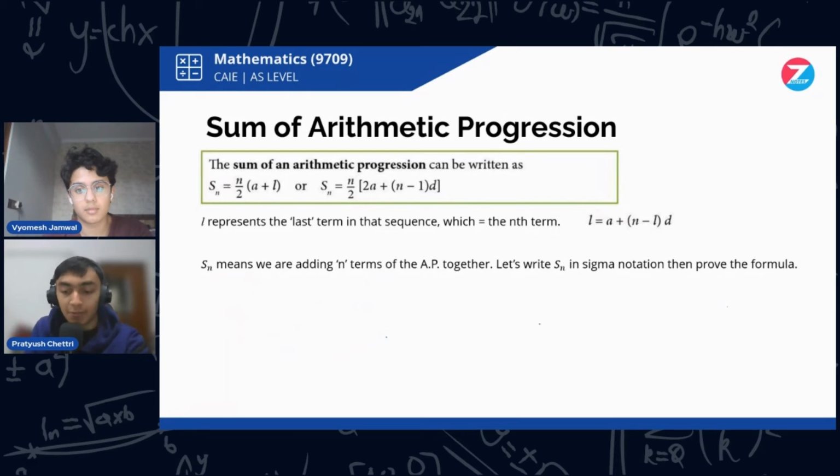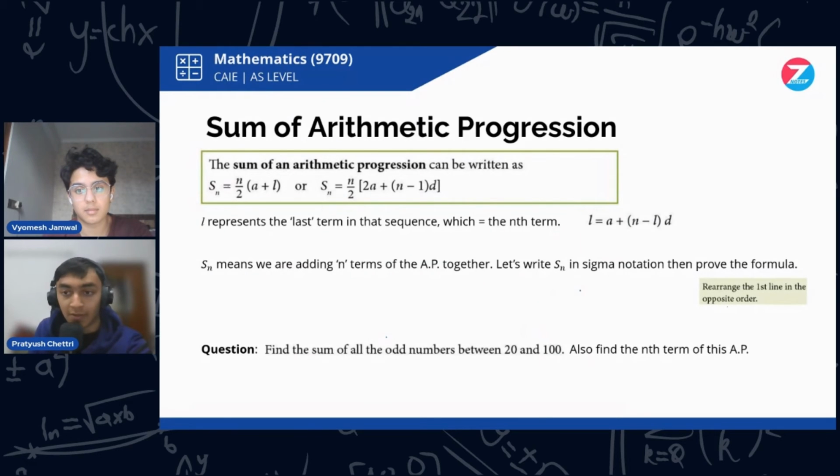So let's use it a few times. Question: find the sum of all the odd numbers between 20 and 100. I'm going to start with the nth term first, because between 20 and 100 the first odd number that comes in is 21. So 21 is my first term, so that's a. My common difference between odd numbers is obviously 2, so d is 2.